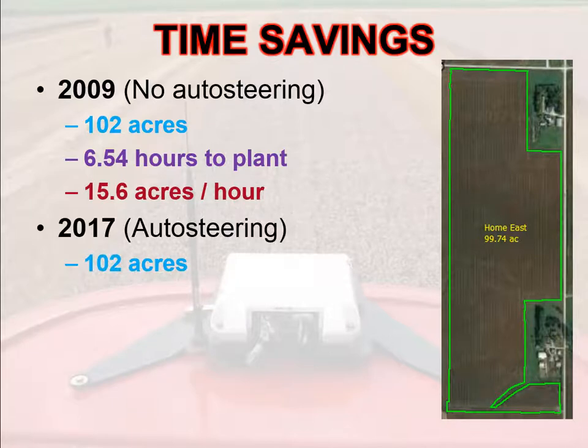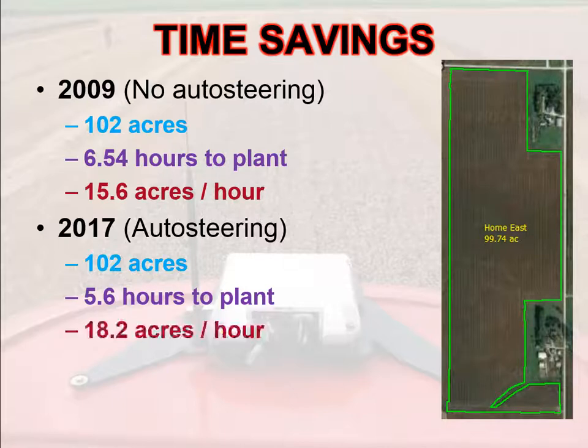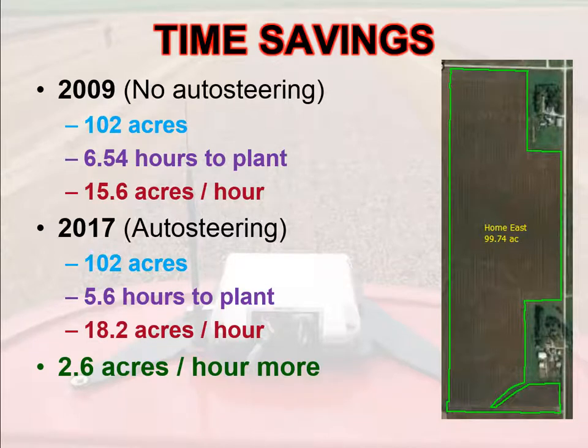Now, in 2017, we had auto steering. We added it back in 2013. But in 2017, we had the 102 acres. It was the same number of acres that we had in 2009. Here's the thing. It only took 5.6 hours to plant. Basically, we cut almost a whole hour out of planting that field just by adding auto steering. And the calculation came up to 18.2 acres an hour. Run the math and we were able to cover another 2.6 acres an hour more just from that auto steering.